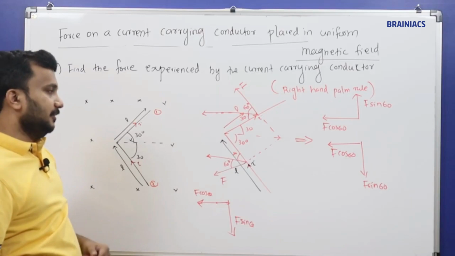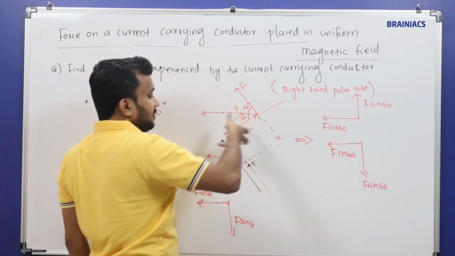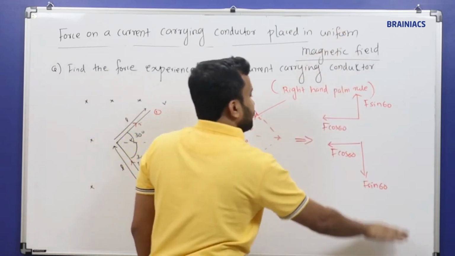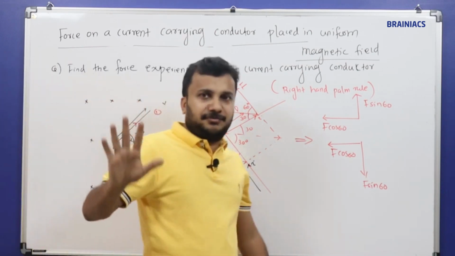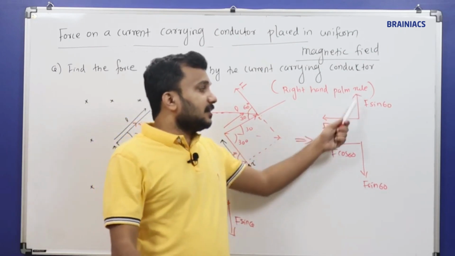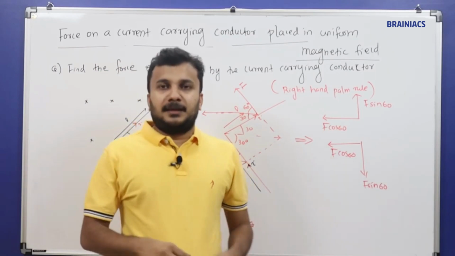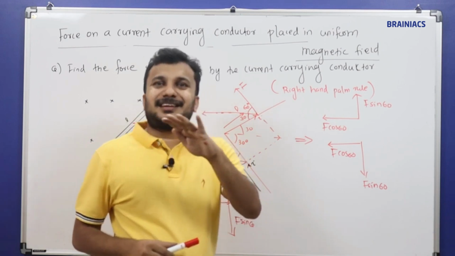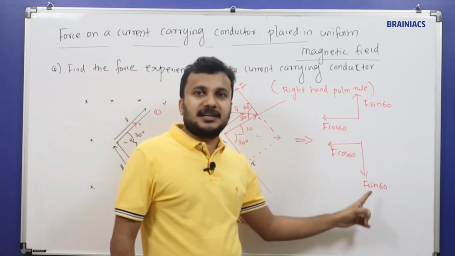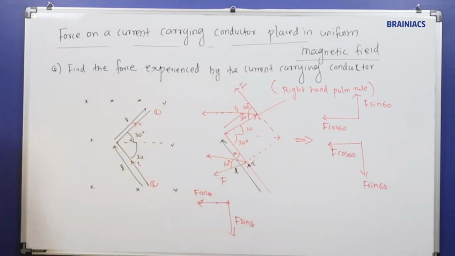Now if you see, F cos 60, F cos 60: two vectors are acting in this direction. F sin 60, F sin 60: both have the same length, carrying the same current, the same magnetic field, so F will be the same. Two vectors acting in opposite directions cancel each other, which means this F sin 60 cancels with this one F sin 60. Now here F cos 60, F cos 60. What will happen to the F cos 60? F cos 60 will get added up.